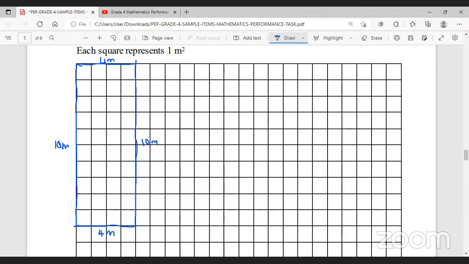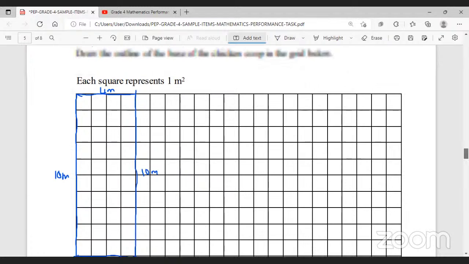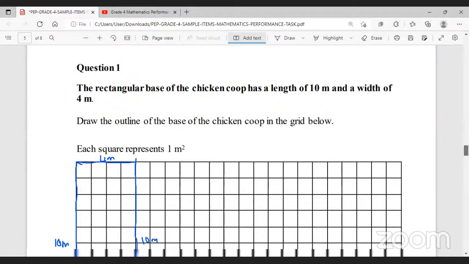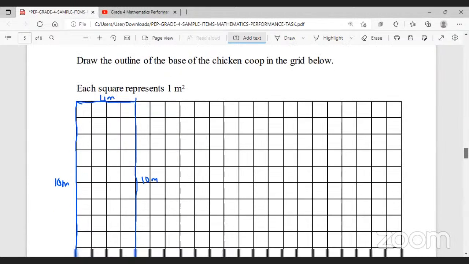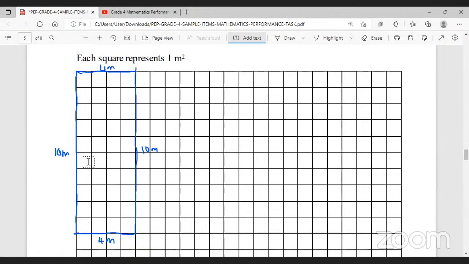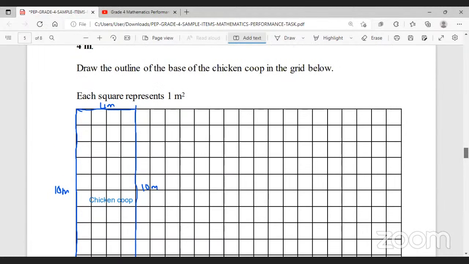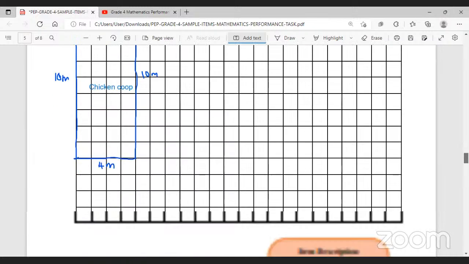All right. And I always just say in. So that's my diagram there, and I would get the full mark for that. That's outline.